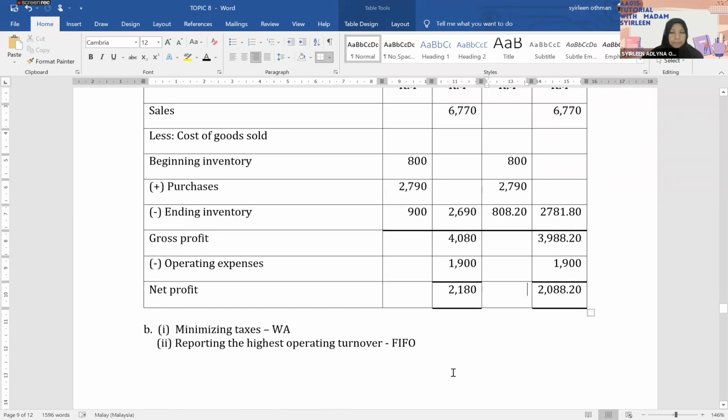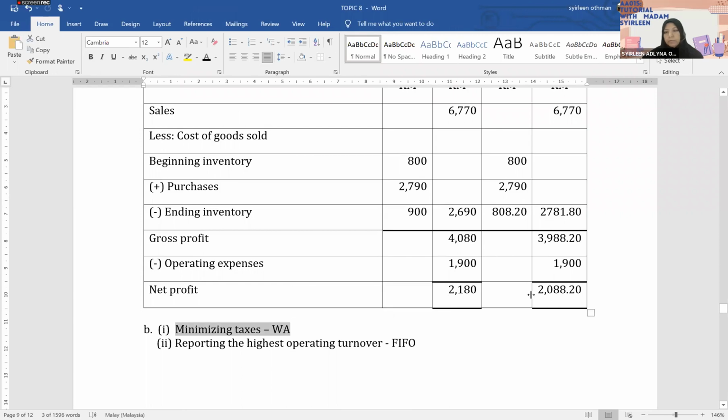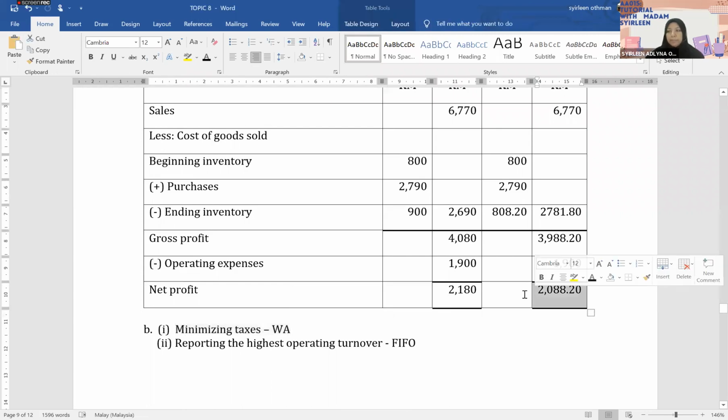Okay, so kalau saya nak minimize tax, saya akan ambil weighted average. Sebab bila pendapatan you rendah, tax you pun akan rendah lah. So kita nak kurangkan tax, kita akan ambil yang menunjukkan pendapatan kita rendah. Tapi kalau kita nak report highest turnover, maksudnya kita nak report profit yang tinggi, kita akan guna FIFO.